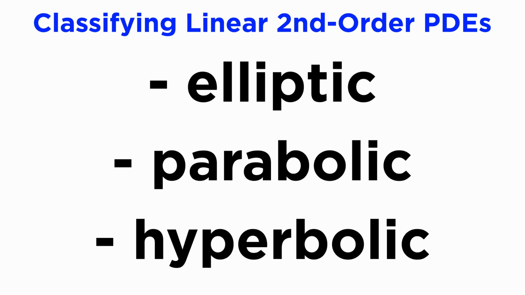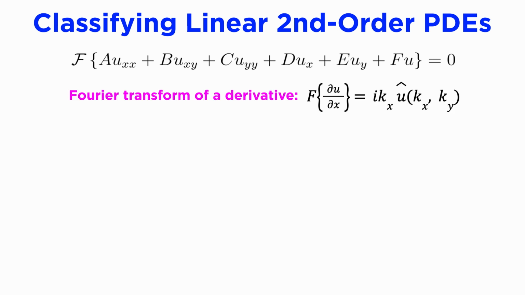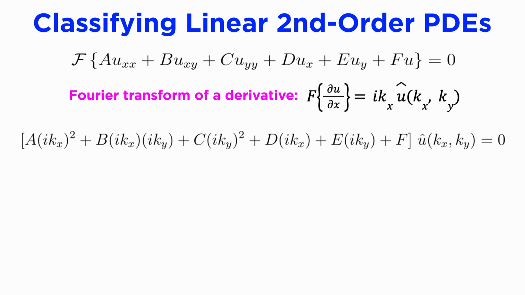Lastly, we can now use Fourier transforms to explain why we classify linear second-order PDEs as elliptic, parabolic, or hyperbolic. Let's consider a linear second-order PDE with constant coefficients a through f, and we take the Fourier transform of both sides of this PDE with respect to both x and y. Since the Fourier transform of a derivative of a function is given by i times k times the Fourier transform of the function, we can evaluate the transformed left-hand side as follows.